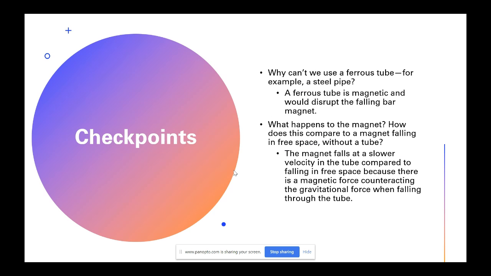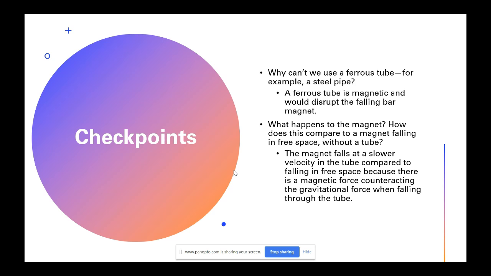So these are some of the checkpoints that were established in the lab. The first question is, why can't we use a ferrous tube, for example, a steel pipe? A ferrous tube is magnetic and would disrupt the falling bar magnet and adjust its velocity. What happens to the magnet? How does this compare to a magnet falling in free space without a tube?